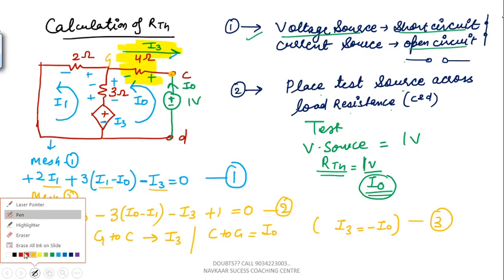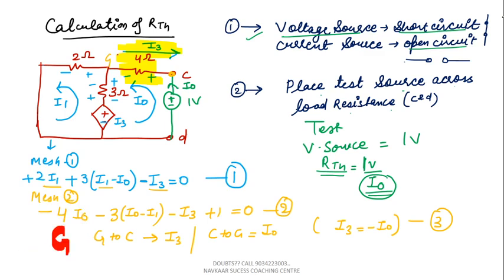I hope this equation is clear. I am telling you again. From G to C, how much current is flowing? I3. And from C to G, what we have assumed is I0. So I3 must be equal to minus I0, because both are flowing in opposite directions.